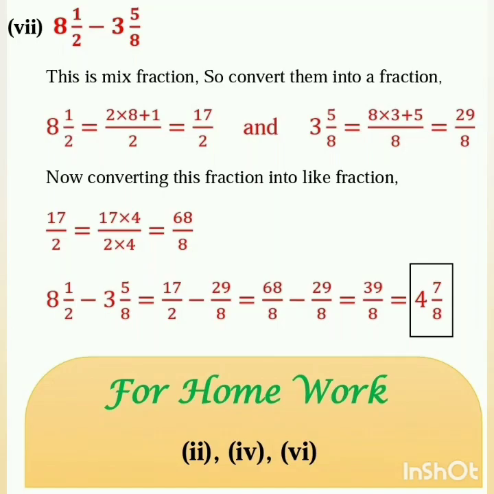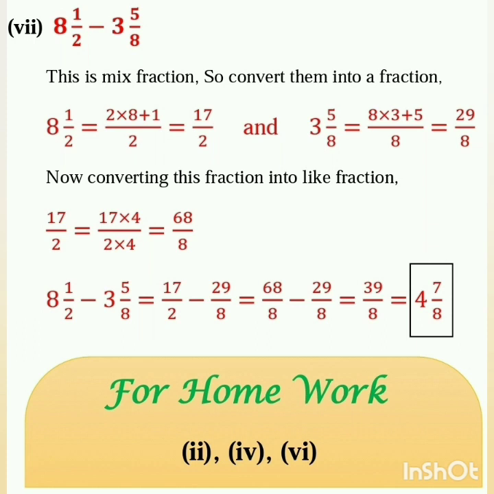Now sum number 7 of first from exercise 2.1. 8 integer 1 upon 2 minus 3 integer 5 upon 8. Now this is a mixed fraction, so we have to convert this into a simple fraction. So 8 integer 1 by 2 is equal to 2 into 8 plus 1 upon 2, which is equal to 17 upon 2, and 3 integer 5 by 8 is equal to 8 into 3 plus 5 upon 8, which is equal to 29 upon 8. It's clear, everyone?